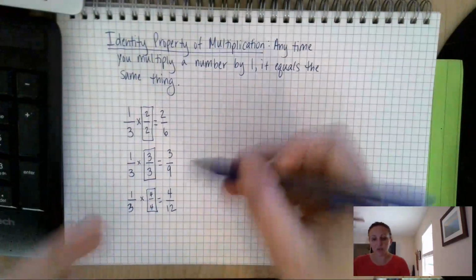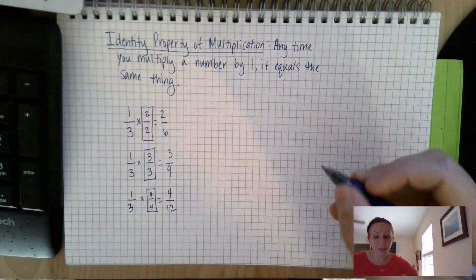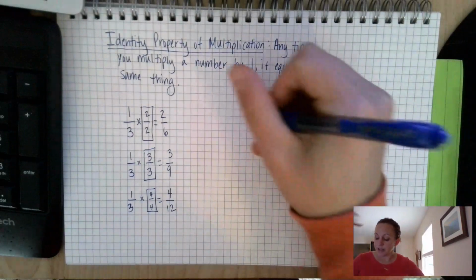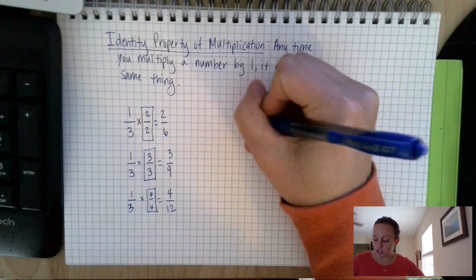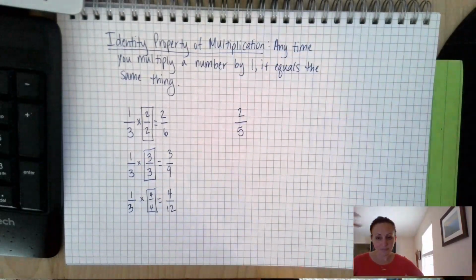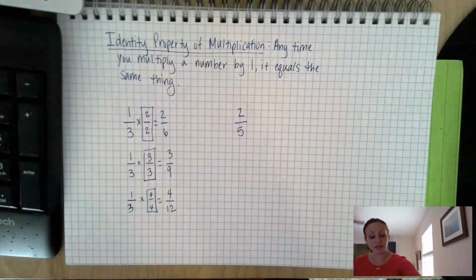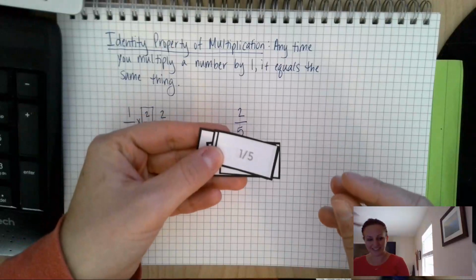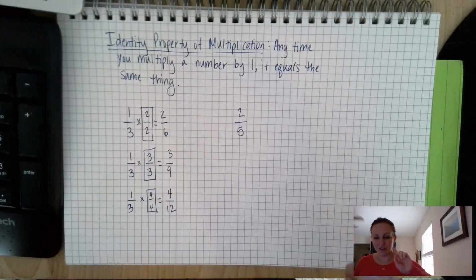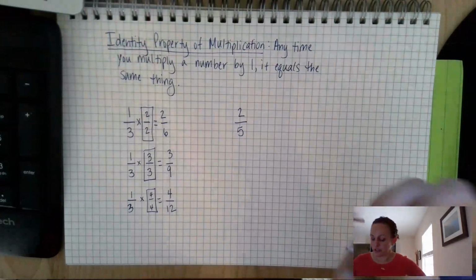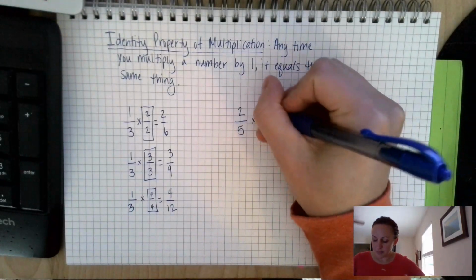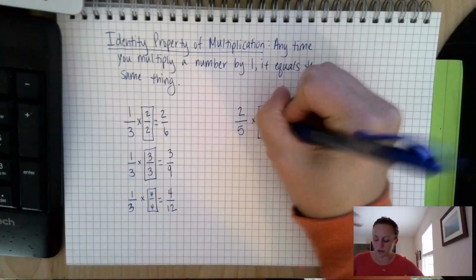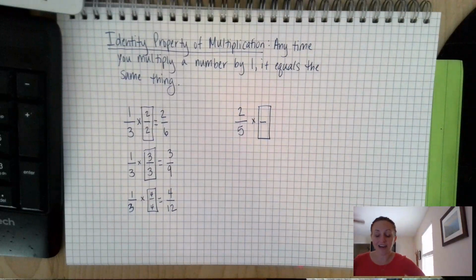So let's continue looking at how we're using the identity property of multiplication to help us. Let's say I need to find an equivalent fraction to 2/5. I could pull out my fraction strips and do that, but I could also multiply 2/5 by a fraction equal to 1. You don't have to put your fraction equal to 1 in a box. I just do it to help me keep in mind that these are fractions equal to 1.